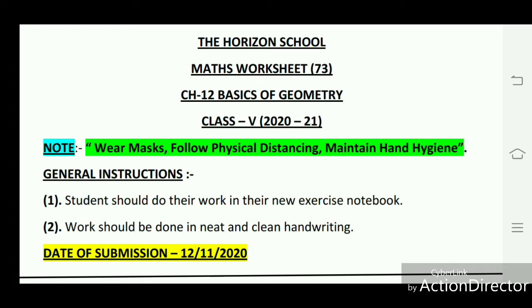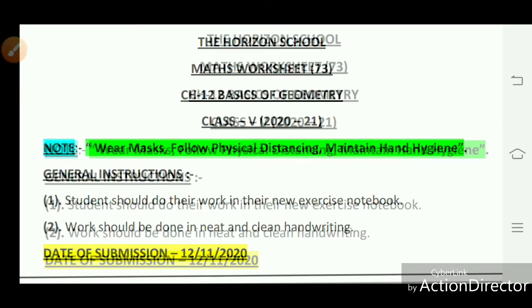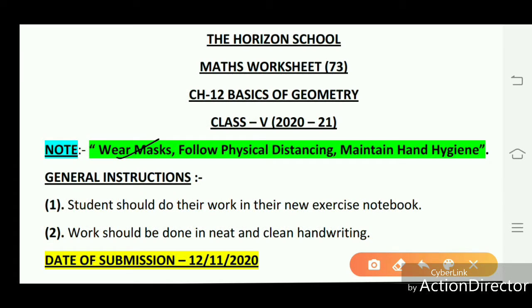Dear students, you all know that Unlock 5 is open. So wear a mask, follow physical distancing and maintain hand hygiene. Wear your mask properly. Stay at least 6 feet from others. Wash your hands frequently, always with soap and water, for at least 20 seconds. Remember, do not touch your face and do not share food or drinks with others.